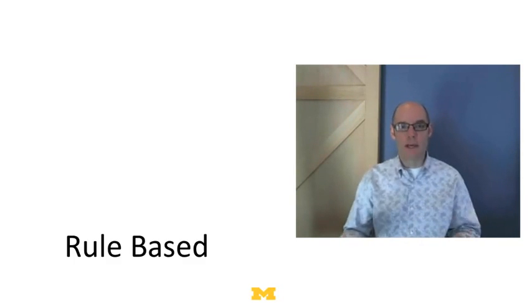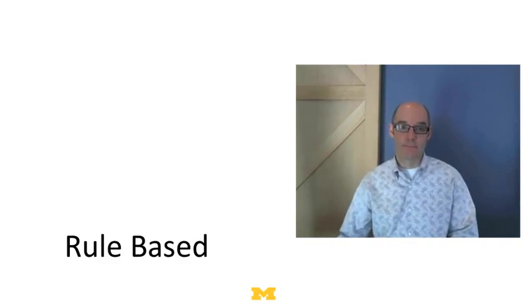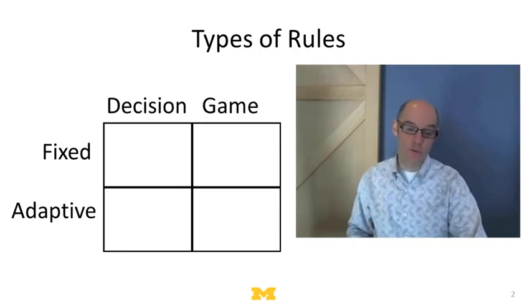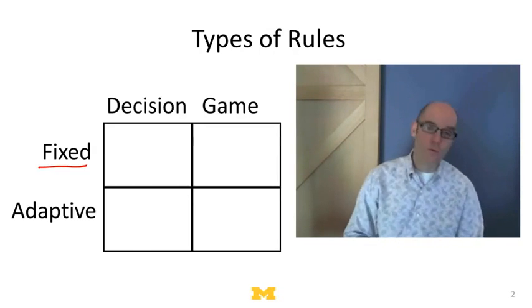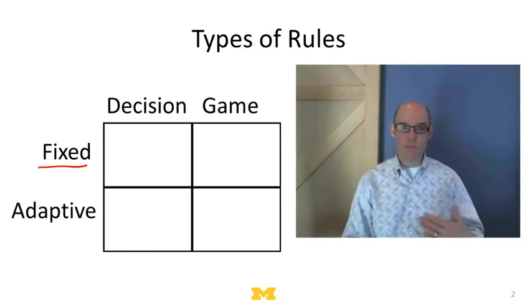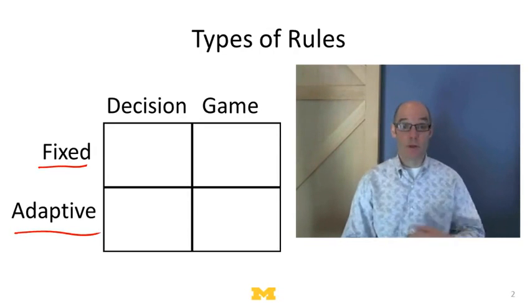But when we think of rule-based behavior, what we really think of is writing down a rule and assuming people follow that. We look at 4 different types of rule-based behavior, in a way. So we look at fixed rule-based behavior, where we just assume you follow the same rule every day. And we can think about adaptive rule-based behavior, where you change your rule depending on what's happening. So we can apply these 2 types of rules, fixed and adaptive, in 2 different contexts.